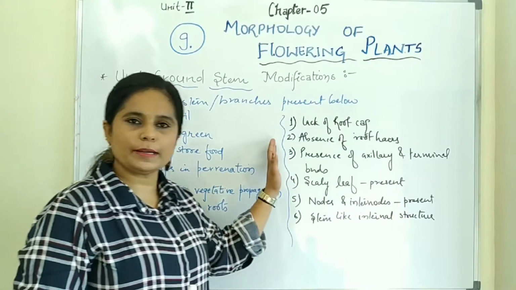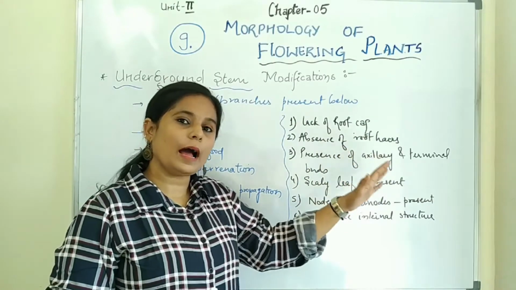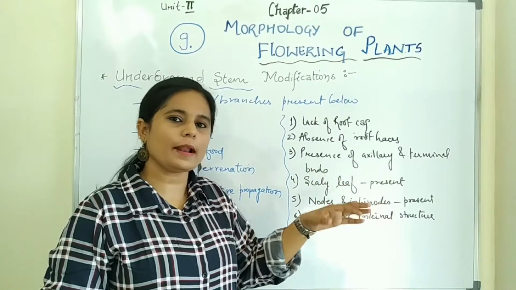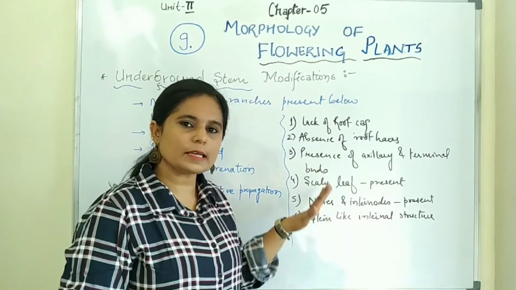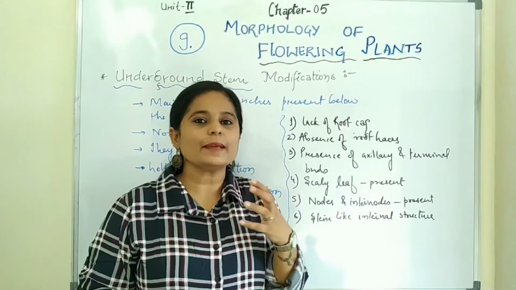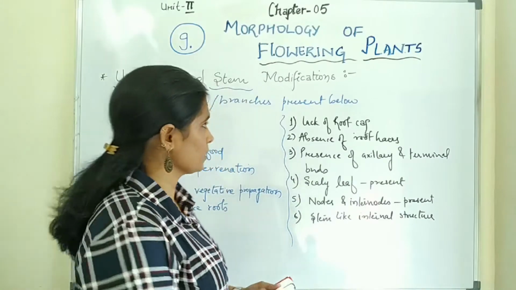and how you can distinguish between the underground stem and the root. So these are the characters which will be present or absent in the underground stem. Now I will tell you the types of underground stem. There will be 4 types we are going to discuss here.